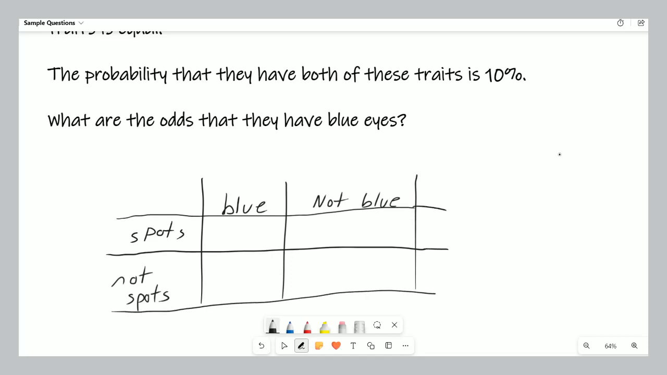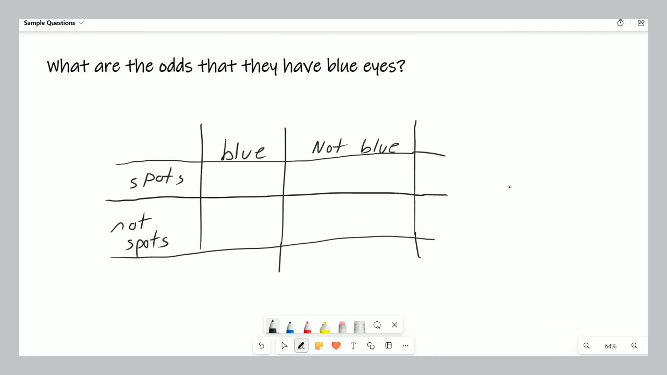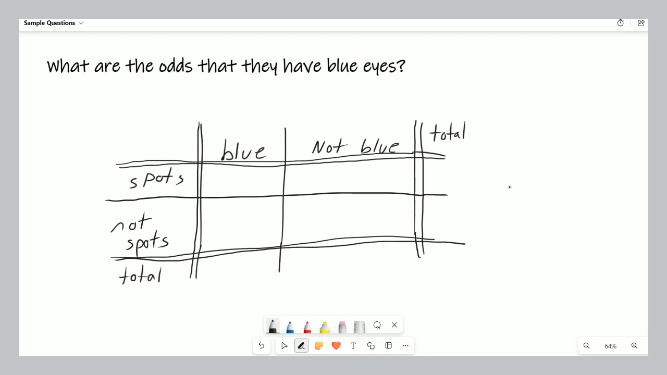And we know that the total has to be 100, right? So there's a 100% chance that some of these conditions will be the case, right? That they will have either blue or not blue eyes, or spots or no spots. So we're going to have 100 here, right? 100% chance that they're going to have some state of blue eyes or not, and some state of spots or not. Okay, and what information are we given?